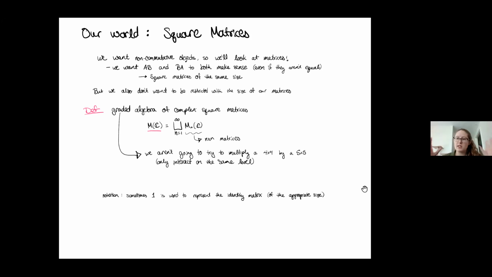I have a quick notation note. I tried to be pretty good when I was writing this about using I for the identity matrix, but sometimes I have 1 there. That means it's the identity matrix unless I make a note that it isn't.